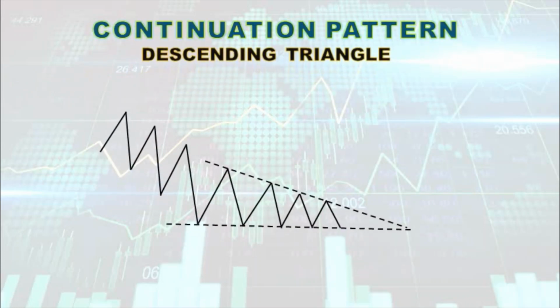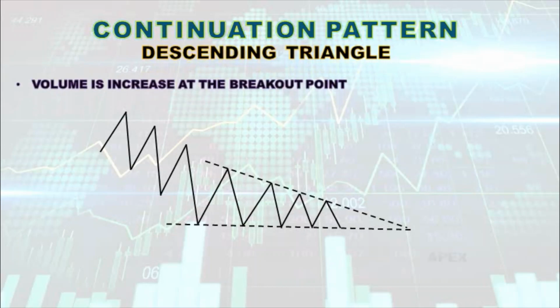The top descending trend line becomes resistance and the horizontal trend line below is the support. The price is oscillating inside the triangle, getting tighter and tighter until it breaks the support line. Breaking the support line is called the breakout point. And when the price closes outside the breakout point, the pattern is now complete.